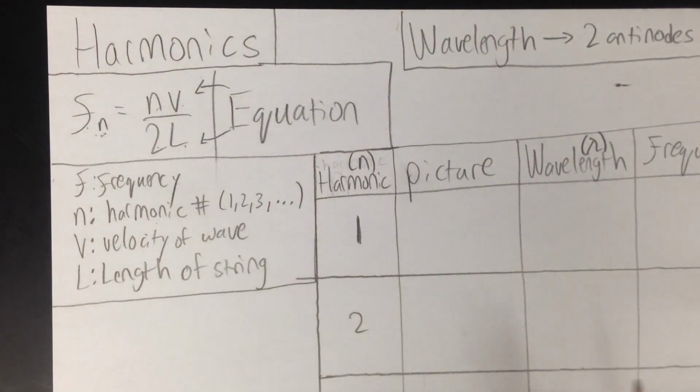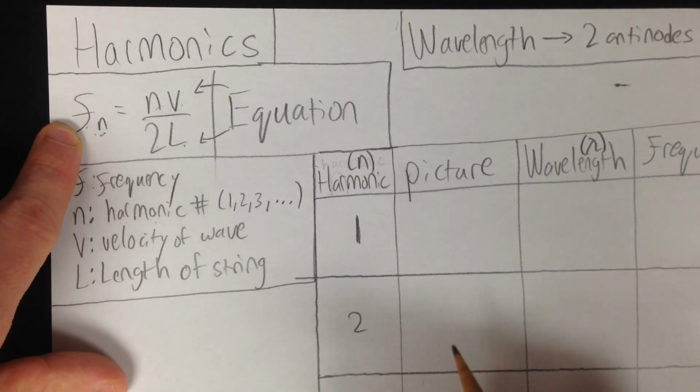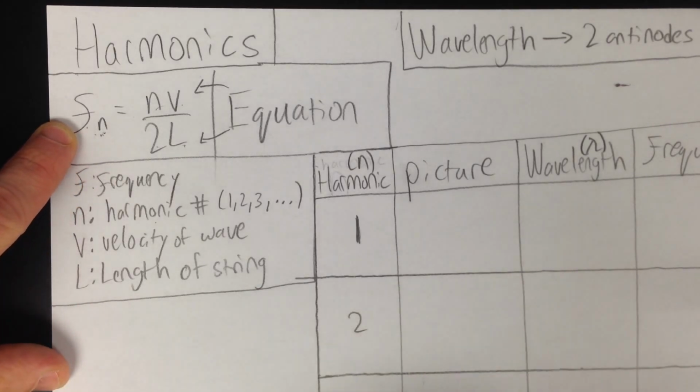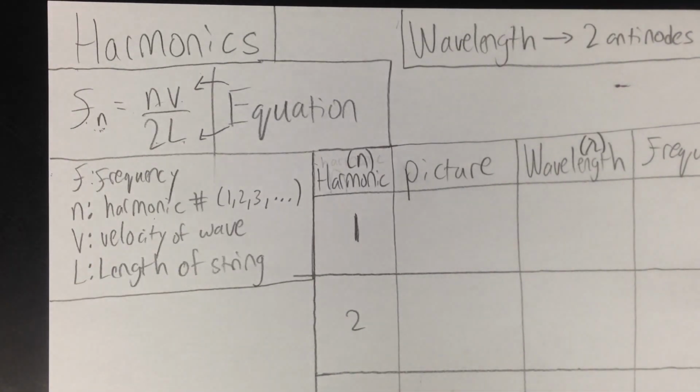N is the harmonic number. So you could do F1, F2, F3, F4. That's the frequency from all the different harmonics. Right? And as we know, all those different harmonics on a string occur at once. The first, the second, the third, and the fourth, and so on, occur all at the same time and play this nice song together when you pluck a string.